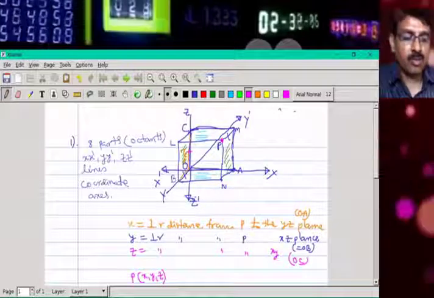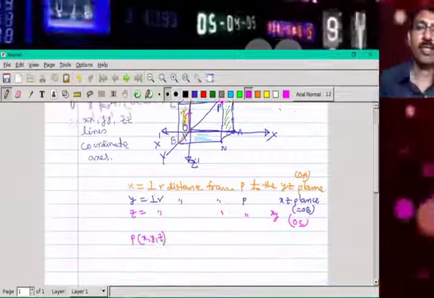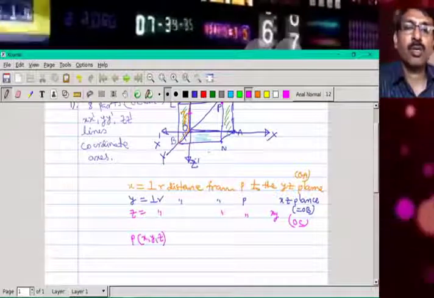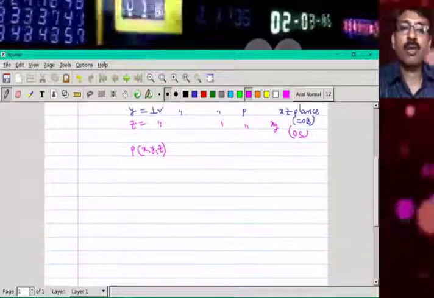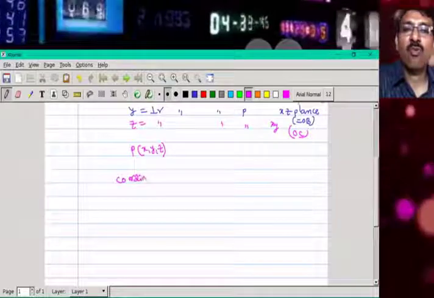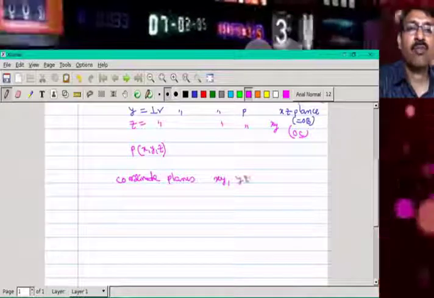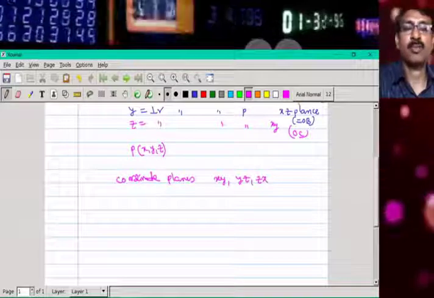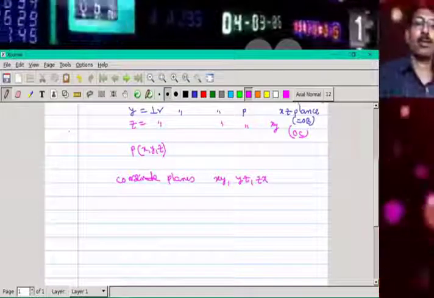So basically the coordinates x, y, z are the perpendicular distances from the point P to the yz, zx and xy planes, which are called coordinate planes: xy, yz, zx. So these are the x, y, z values.